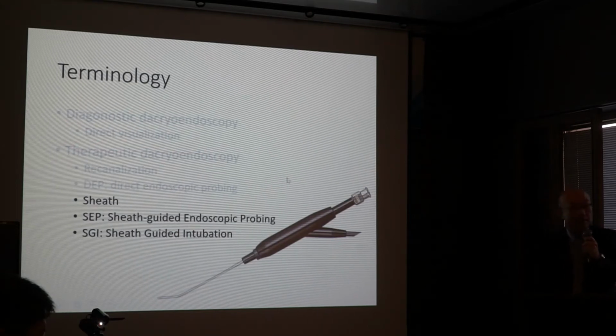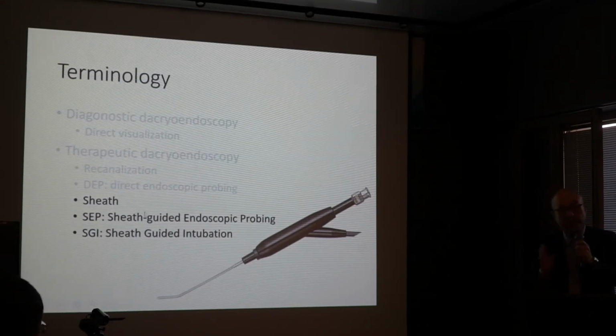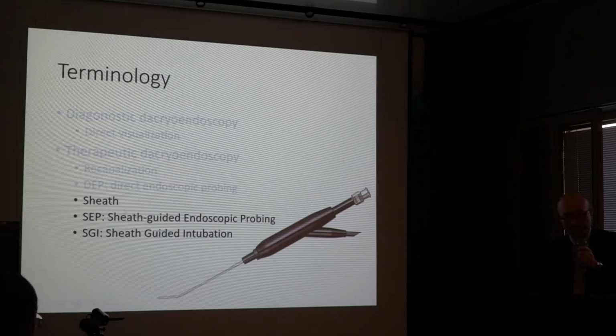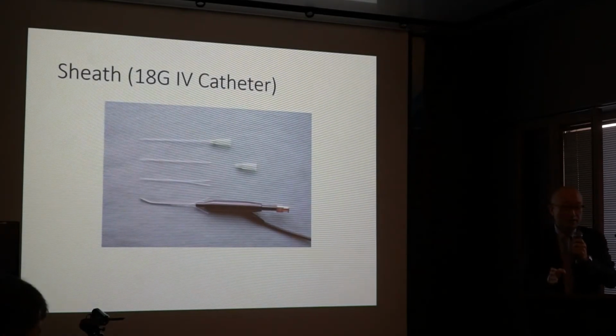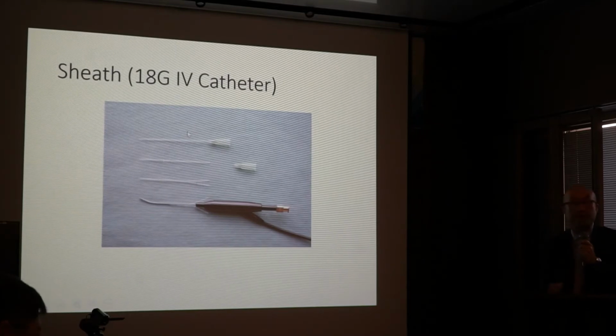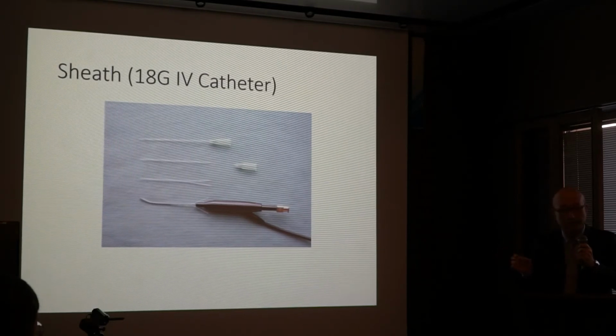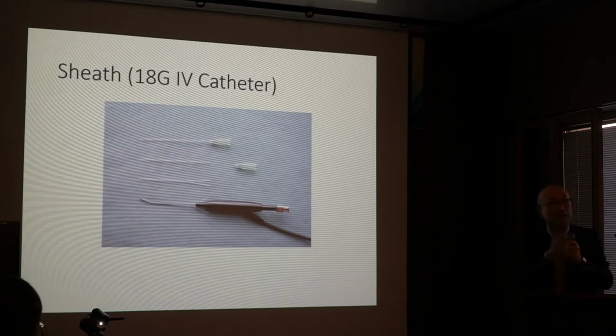So the next thing I want to talk about is a very simple device, the sheath. This is very useful. We can make the sheath by ourselves. In our country, an 18-gauge intravenous indwelling catheter is available. Is the same thing available? Oh, yes. Okay. Then you can make this sheath using this.